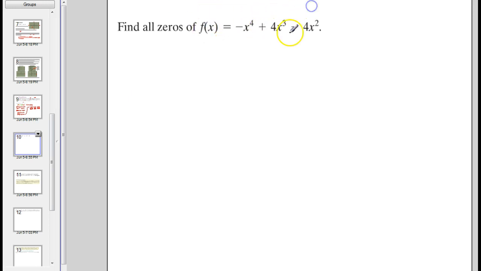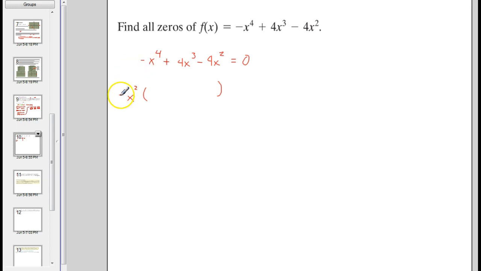Alright, let's practice factoring again. Find all the zeros of this function. So set the function to 0. Alright, and now you go through your factoring techniques. So this thing right here, the first thing you should always try is removing a GCF. So the GCF here is x squared, right? And because the leading coefficient is negative, I'm going to pull out a negative x squared.